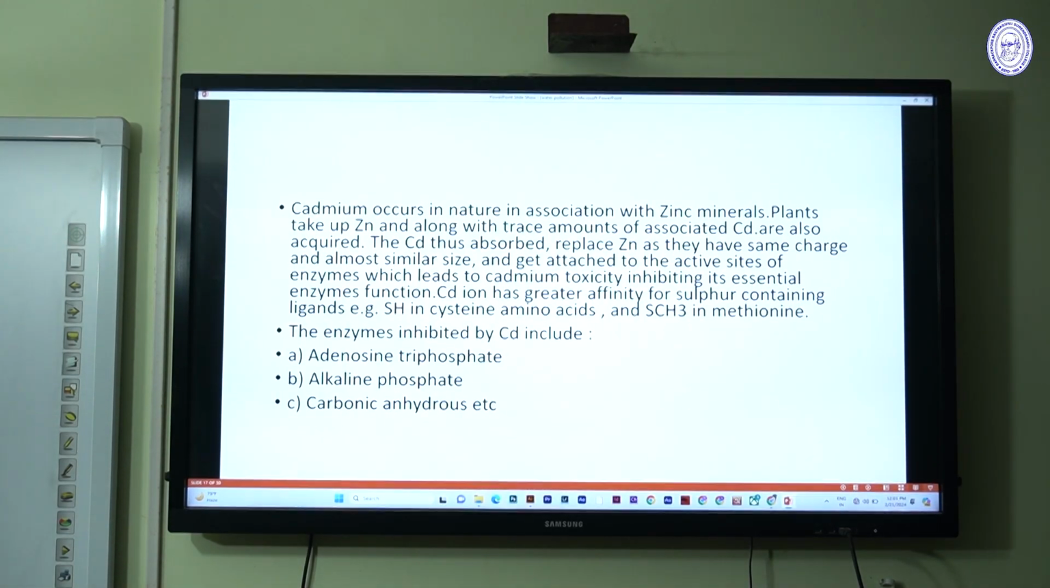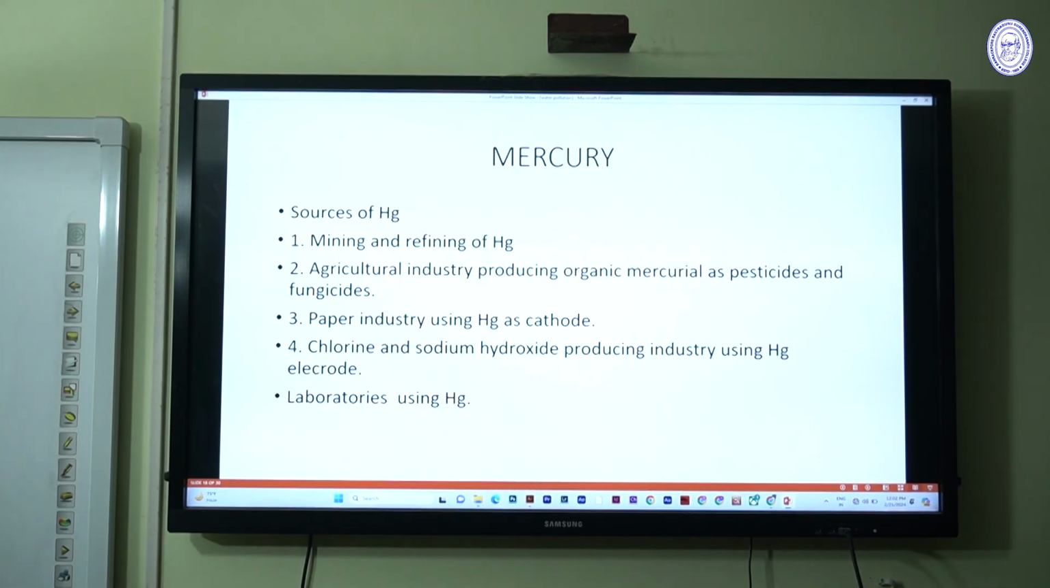Cadmium ion has greater affinity for sulfur-containing ligands such as SH in cysteine amino acids and SCH3 in methionine. The enzymes inhibited by Cd include adenosine triphosphatase, alkaline phosphatase, and carbonic anhydrase, etc.